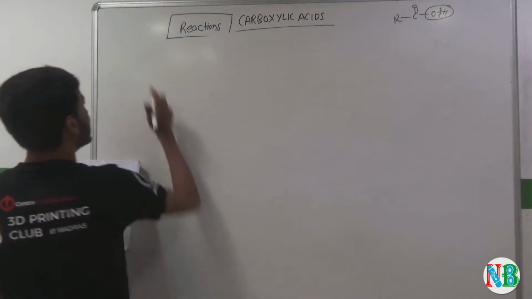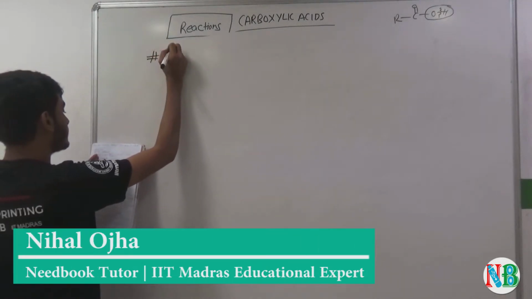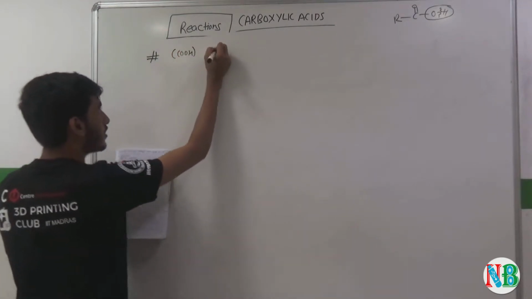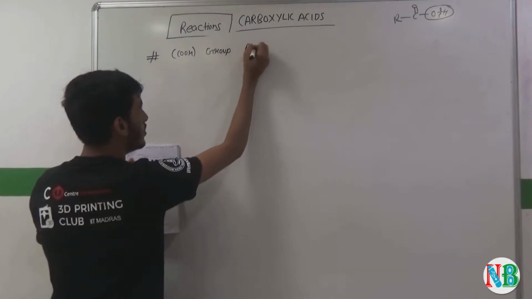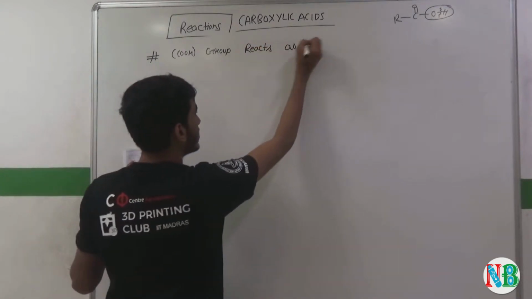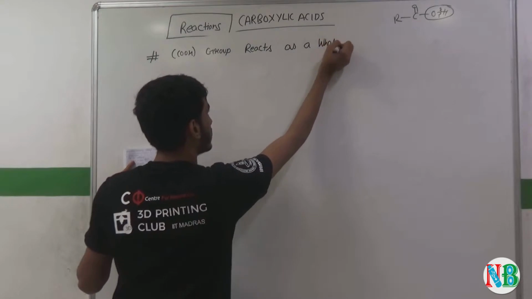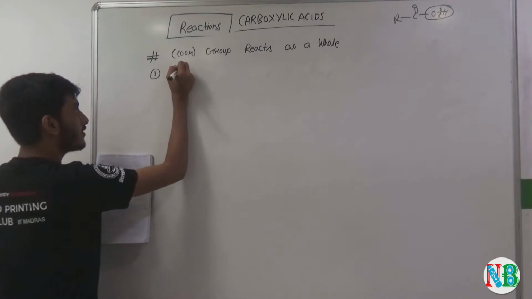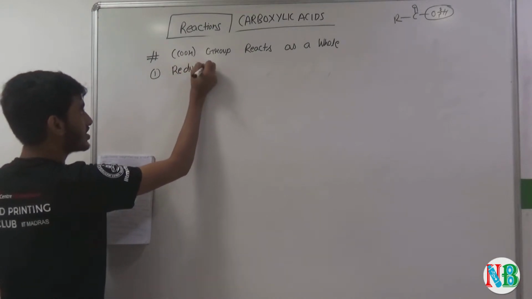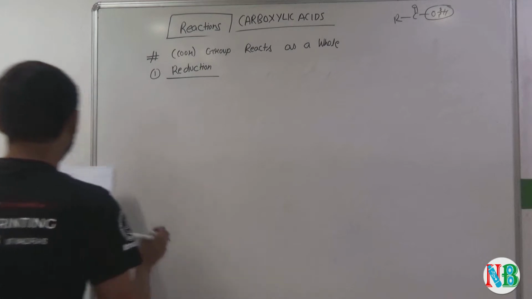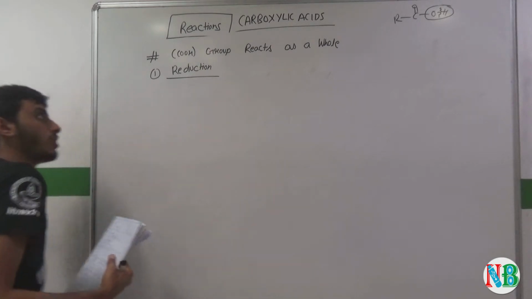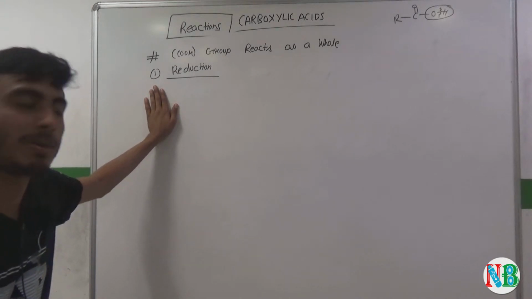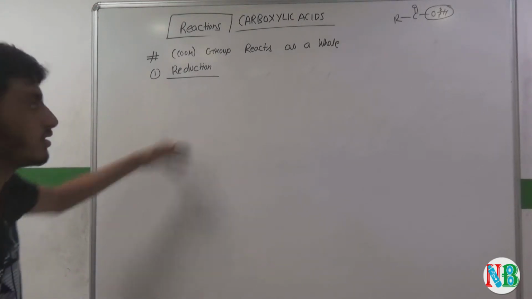Now let's see some of the reactions in which the COOH group reacts as a whole. The first one is the reduction reaction. It is simply that you have to remove oxygen from your acid, so it will form either an alcohol or an alkane.